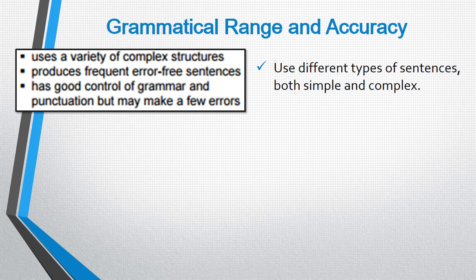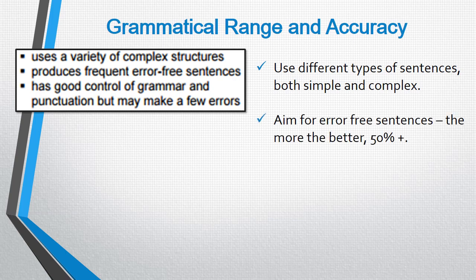The second thing that you'll have to do is to produce frequent error-free sentences. The more error-free sentences you can have, the better. But in order for them to be frequent, you're going to need at least half of your sentences to be error-free to score a band 7.